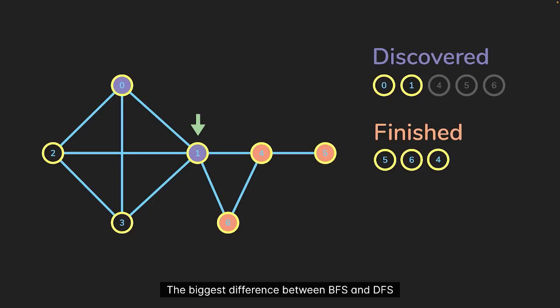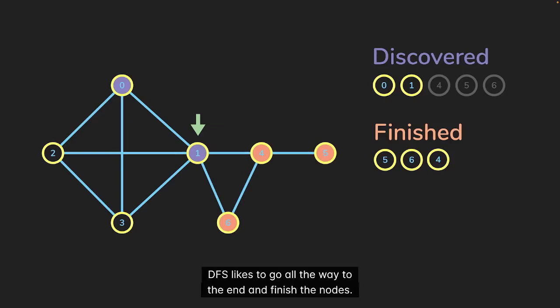The biggest difference between BFS and DFS is the way they discover the nodes. DFS likes to go all the way to the end and finish the nodes. BFS likes to finish exploring the vertex right away and work its way to the end. So let's go a bit faster.